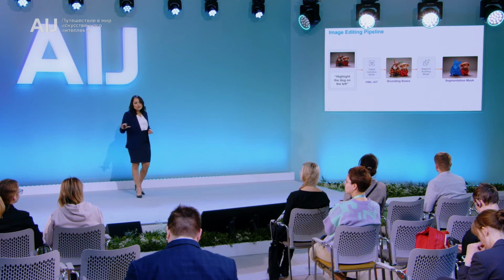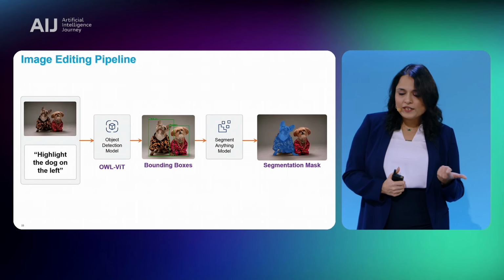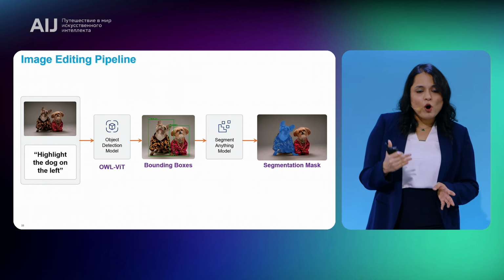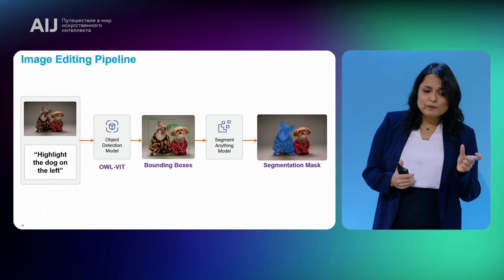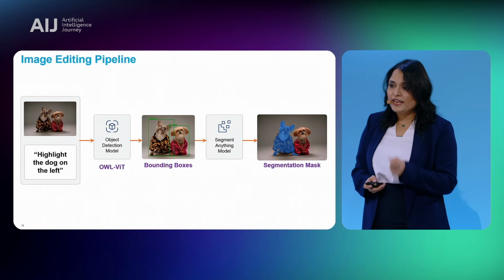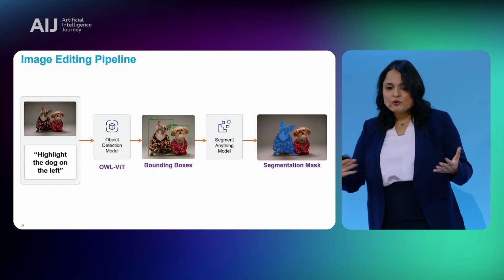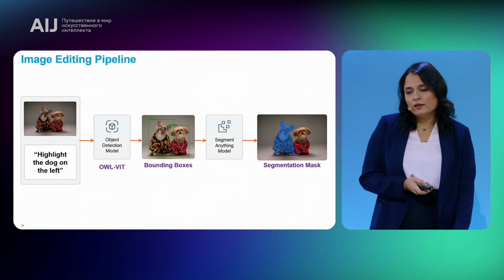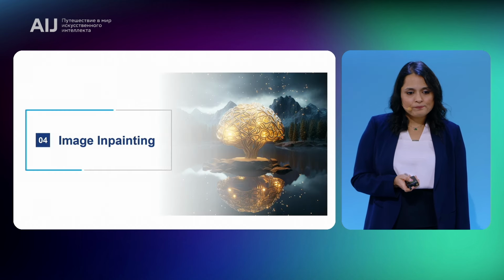So this is how your whole image editing pipeline looks like. You gave an instruction to the model: highlight the dog on the left. You gave an image as an input. What happened in the background is that you have an object detection model which detects this particular object. And then you have a Segment Anything model which is able to create those masks. I think in the next slide, you will understand how this helps in image inpainting as well.